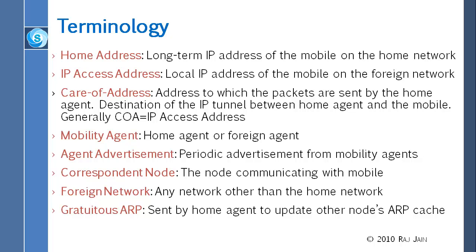Alright, so now we have an agent advertisement, we have correspondent node, we have foreign networks, we have gratuitous ARP. That ARP is basically the response which is sent by the home agent so that other people will send all the packets to its MAC address and not to the old MAC address. So it just advertises, look, my IP address is such and such, and my MAC address is such and such. That's the gratuitous ARP message, which basically updates everybody's cache. Everybody sends the packet to this new address for that old IP address.